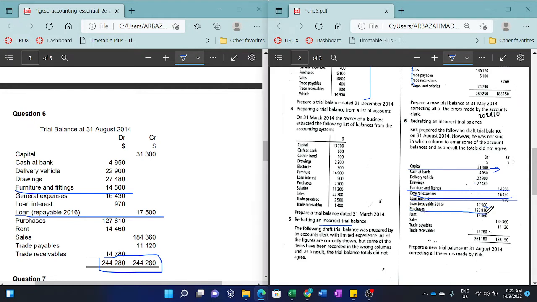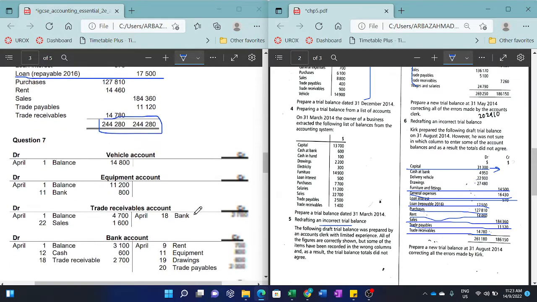Why? Because it is a liability. Purchase is an expense, okay, correct. Rent is an expense, correct. Sale is an income, so credit, correct. Trade payable is a liability, and trade receivable is an asset.